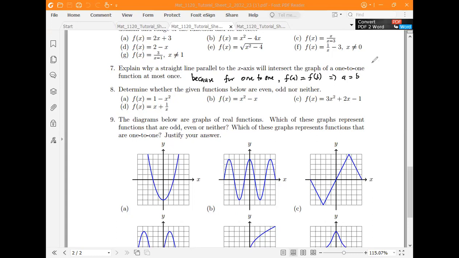Because if it touches twice at different points, the same value, giving you different values of x, then it means that, because one-to-one demands that the same value that gives you f of A and f of B should mean A is equal to B. So you just really give a definition of it.